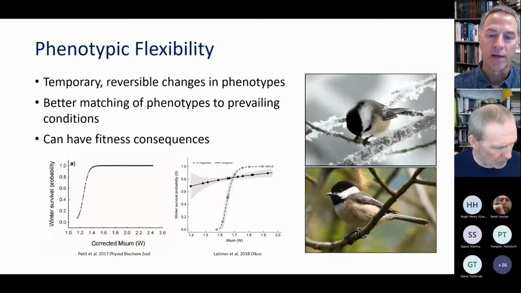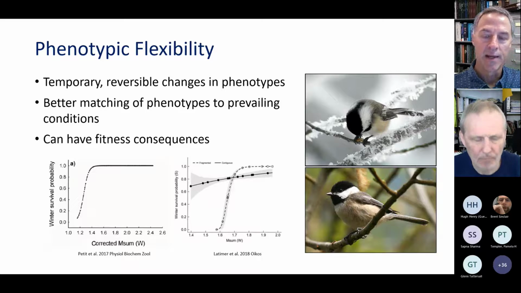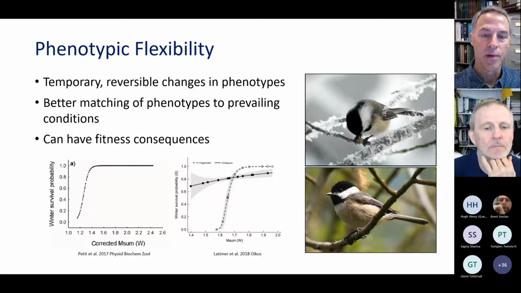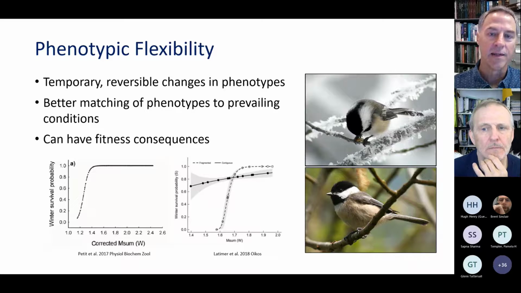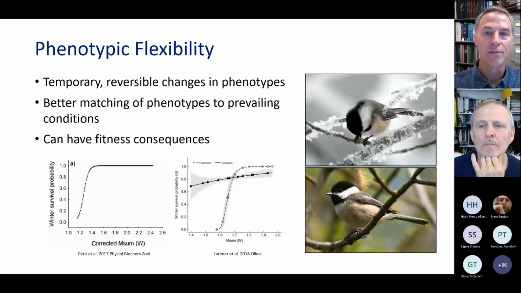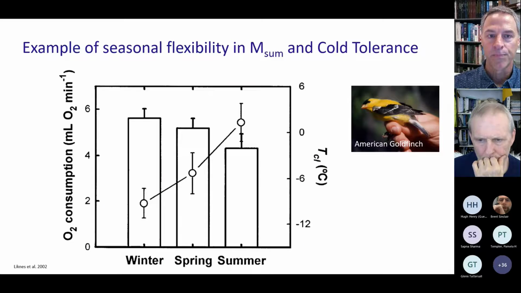And so the two panels below are two separate studies on black-capped chickadees that look at the relationship between summit metabolic rate, which is defined as the maximum heat production capacity in the cold for birds, and overwinter survival. And those birds that had high summit metabolic rates, at least above threshold levels, were those that also had higher overwinter survival. So it does have some fitness consequences.